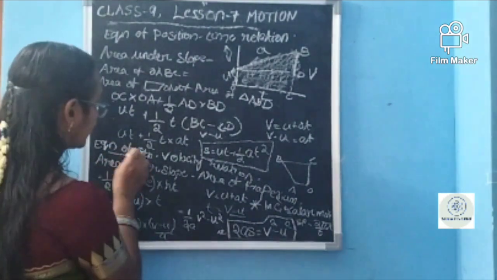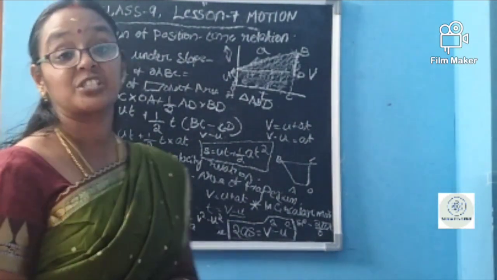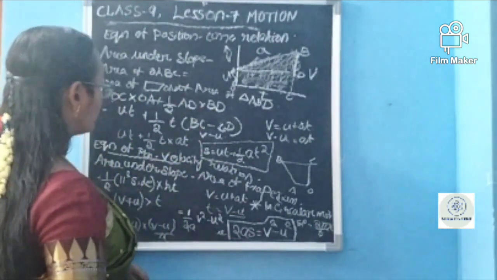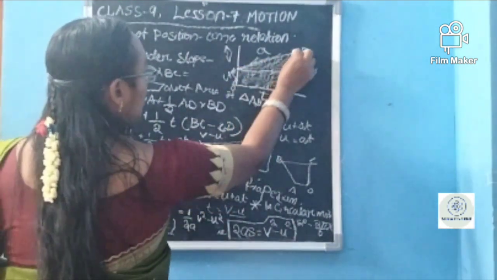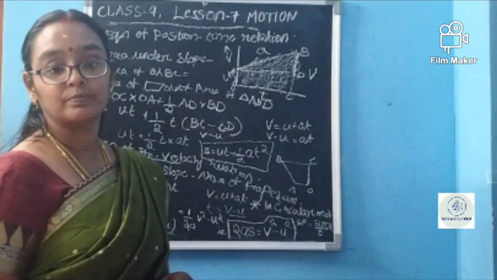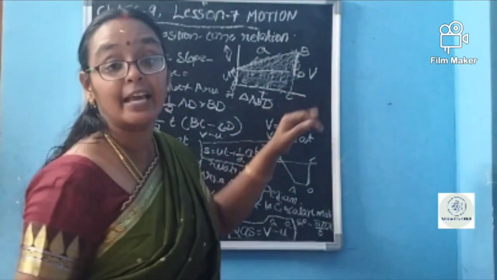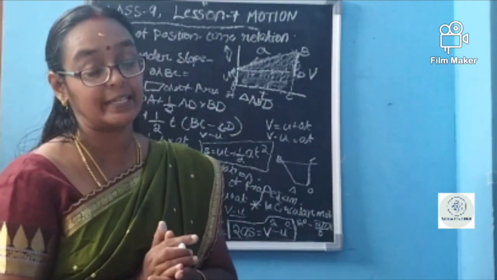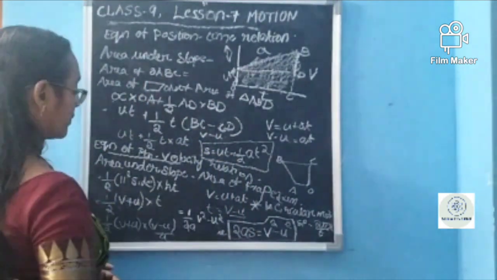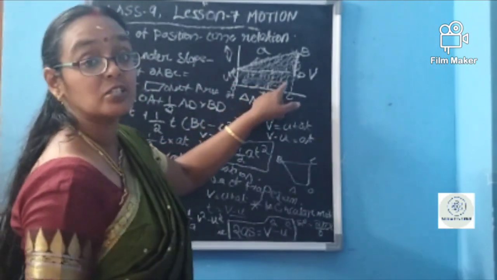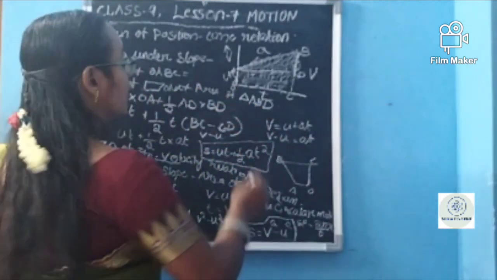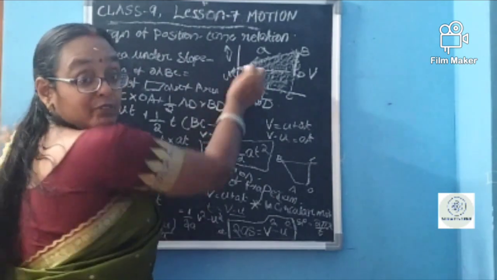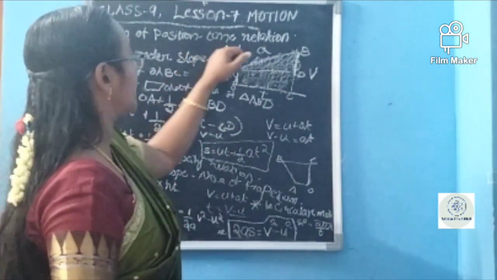Then we have to find the equation of position velocity relation. Position velocity relation. Then also we are finding what? Area of the slope. When we are finding the area of the slope, what will that be? It is equal to displacement. We are representing it as S. S is equal to, how did we calculate initially? We were adding area of triangle and area of rectangle in the position time relation.